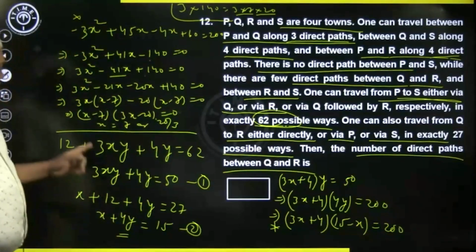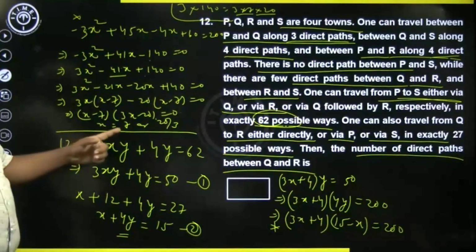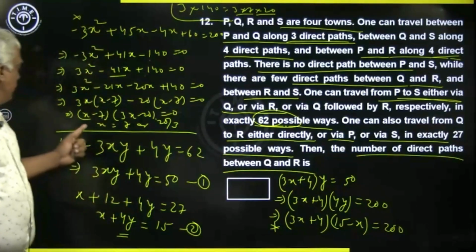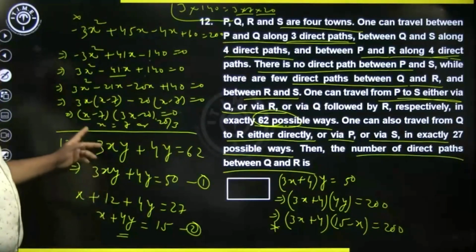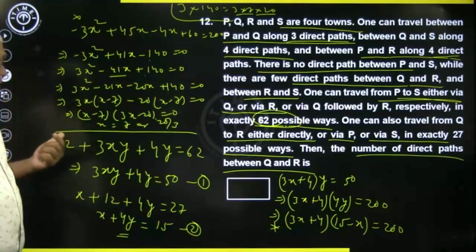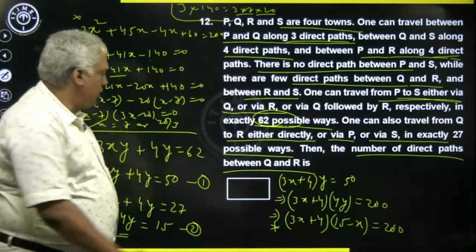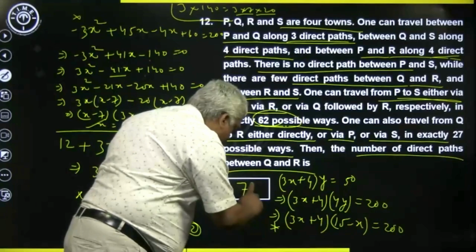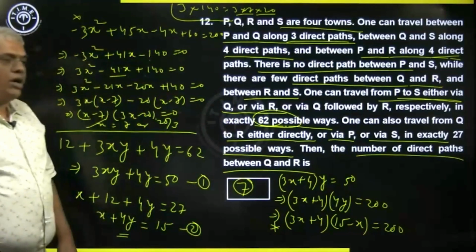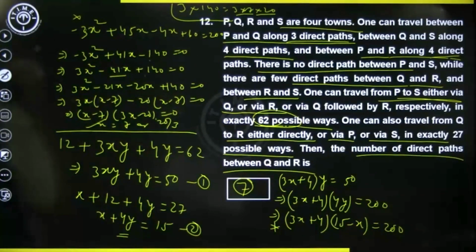Okay, but x is the number of paths between q and r, right? So the number of paths cannot be 20 by 3. It cannot be a fraction, right? So x is 7. So the answer is the number of paths between q and r is 7. Okay, I hope this is clear.